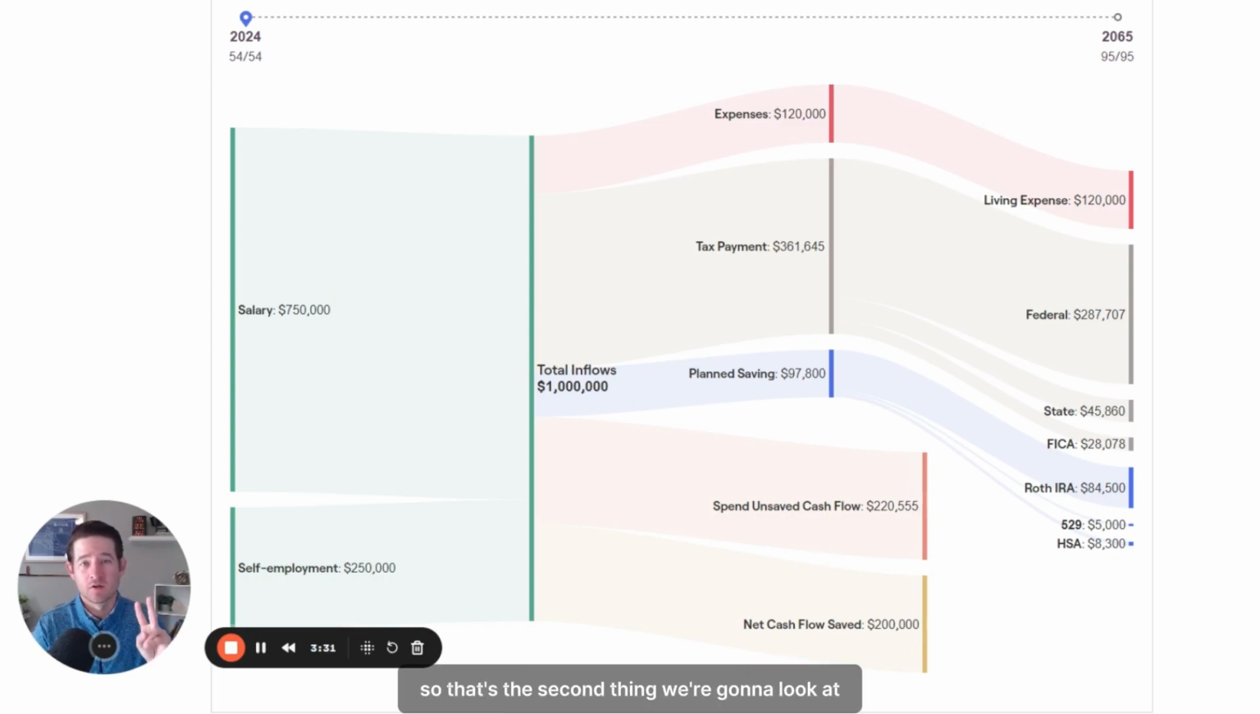So that's the second thing we're going to look at, because at the end of the day, the two things that are known is, one, you're going to spend money to live your life, which is your living expense. And then two, you're going to pay taxes on the money that you make.